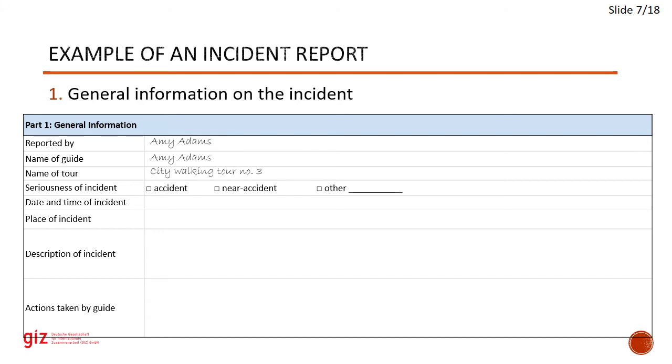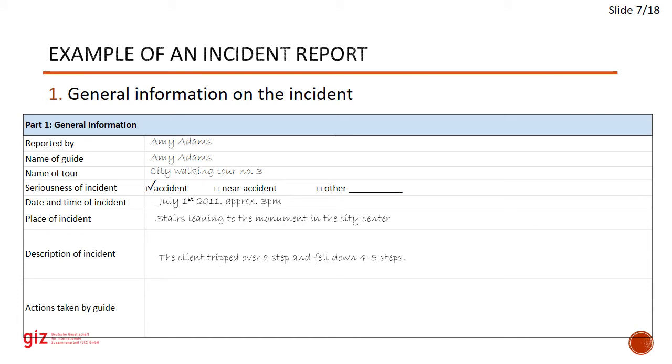Seriousness of the incident. Here you indicate whether it was an accident, near accident, or some other incident. Let's say it was an accident. Date and time of incident. Let's say July 1st, 2011 at around 3 p.m. Place of incident. Let's say the stairs leading to the monument in the city center. Description of the incident. The client tripped over a step and fell down 4 to 5 steps.